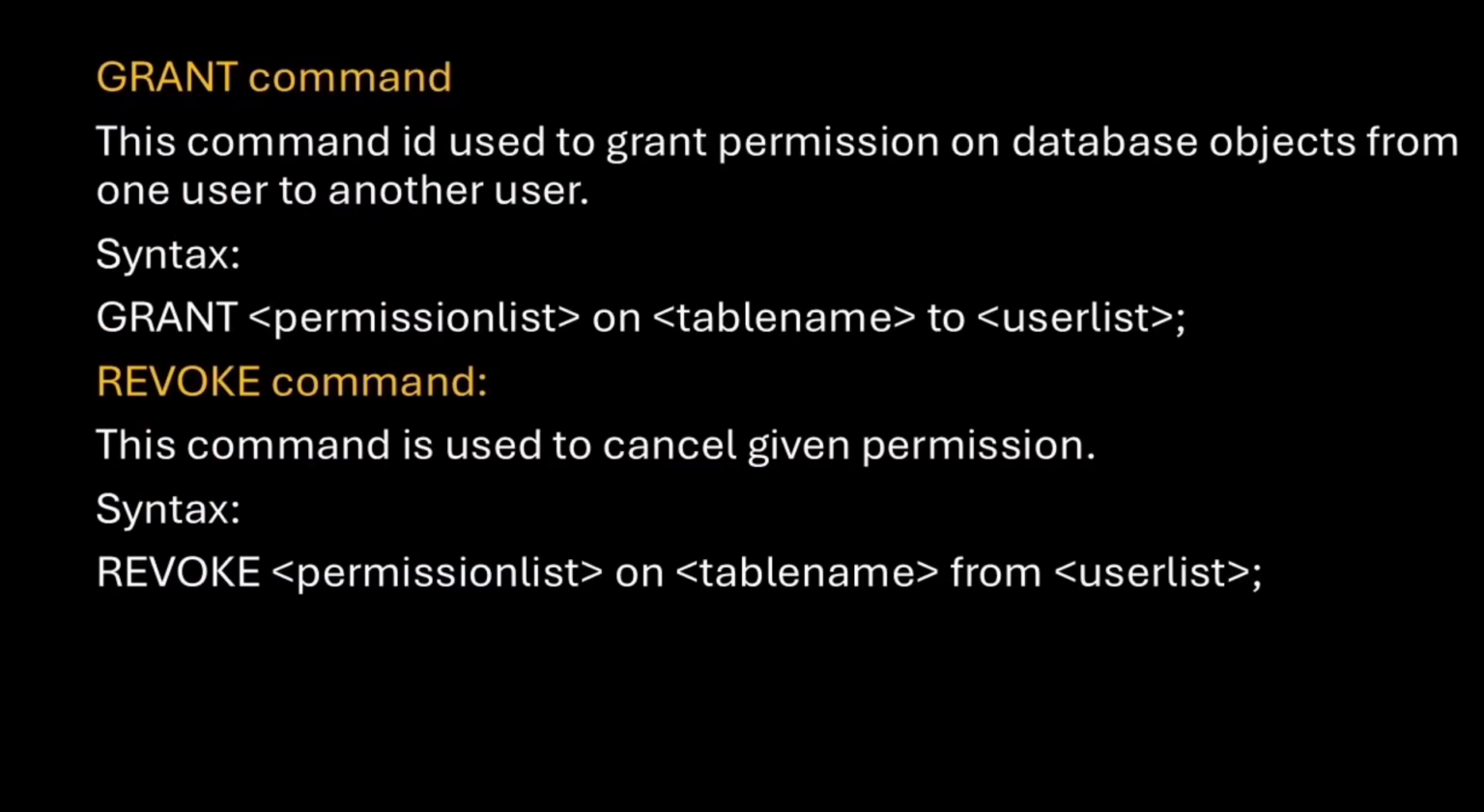Let's discuss DCL commands. Grant. This command is used to grant permission on database object from one user to another user. Let's have a look at query. Permission type. This specifies what the user is allowed to do, like select for reading data, insert for adding new data and many more. On object name. This tells which database object like table or view the permission applies to. To username. This is the user or role who will receive the permission.